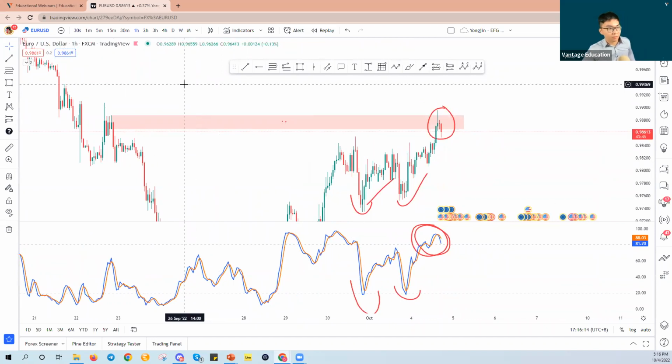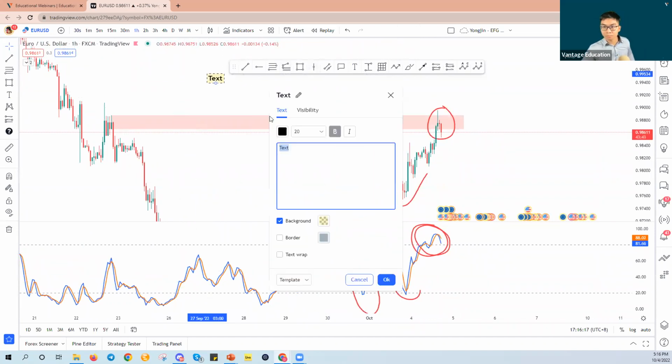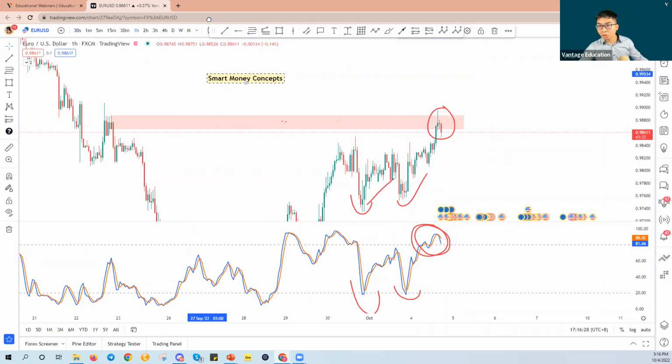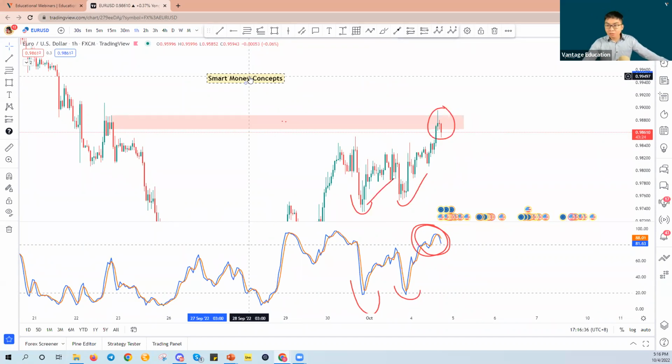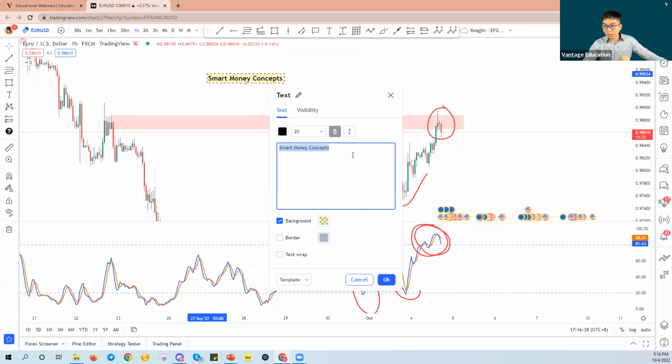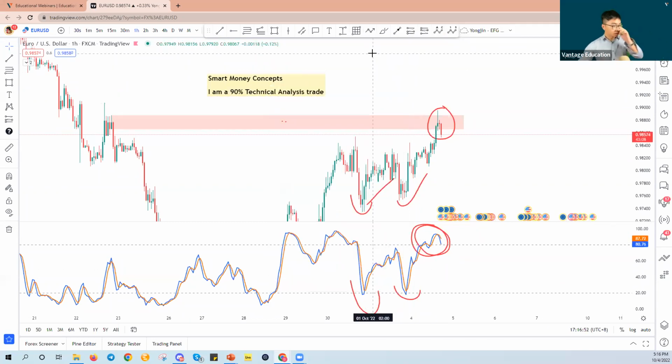Okay, so what we have here, if I was using smart money concepts, I'm adding it together with the divergence. We must have multiple forms of confluences before we enter a trade. So let's say, for me personally, I'm a very, very technical person. I am a 90% technical analysis trader.